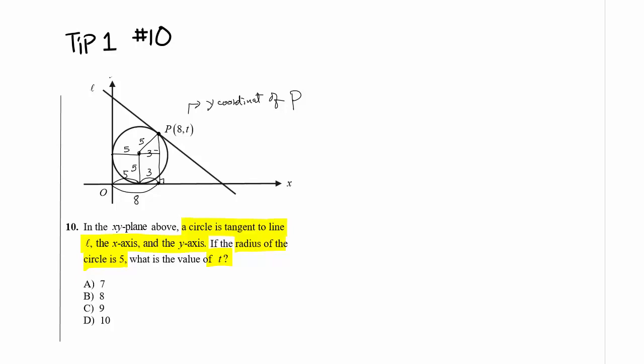Now you can see this very small triangle. This triangle is a right triangle. It's going to be 3, 4, 5, so this length should be equal to 4. This is 4. But from this to here, that is 5, isn't it? So from the x-axis to the point, that is the value of t, the y coordinate. It will be 4 plus 5, which is 9.